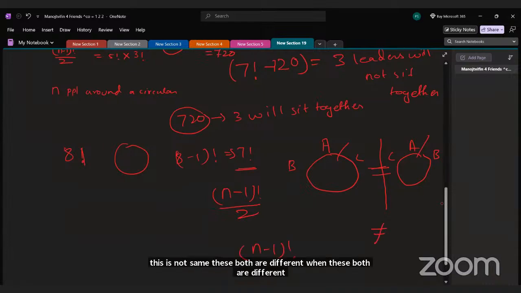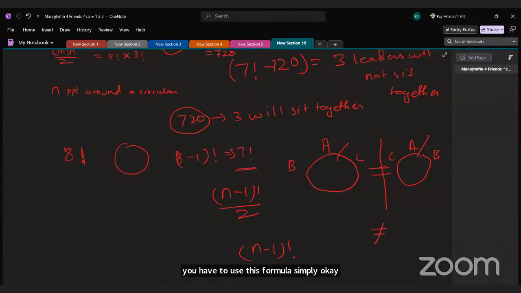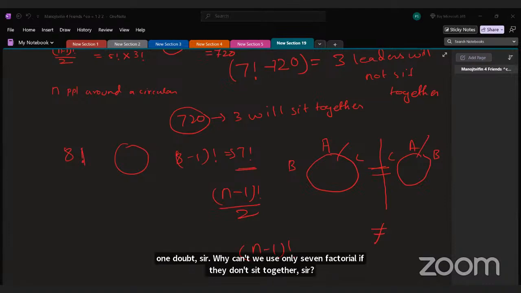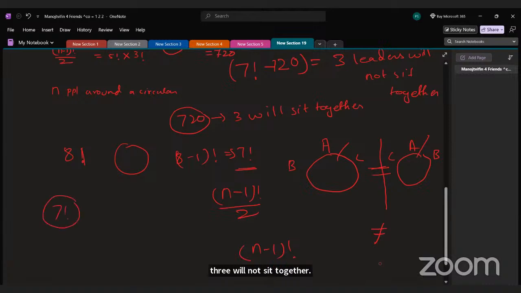Sir, one doubt. Why can't we use only 7 factorial if they don't sit together, sir? We can't use 7 factorial because in these 7 factorial ways, the total number of ways, these 8 people can be arranged on a circular table.